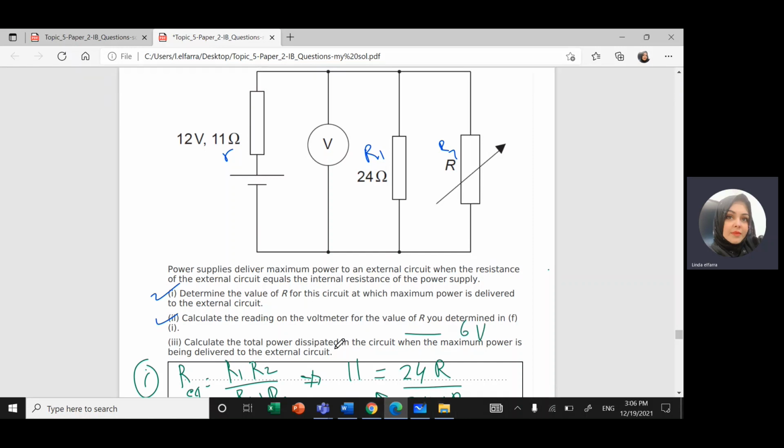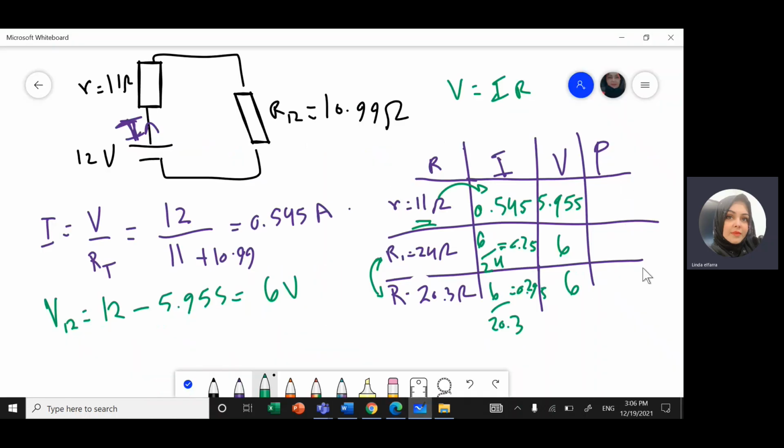Part three: calculate the total power dissipated in the circuit. Total power dissipated in the circuit, I have to calculate all the powers and add them all. How can I find the power? We have many formulas to find the power. Either you multiply I times V, or I can use the power dissipated formula I squared times resistor. So the first one, I will have 3.267. If I use any of the formulas, I squared times R or V squared over R or I times V, I should get the same answer. Here 1.5, and 1.73.